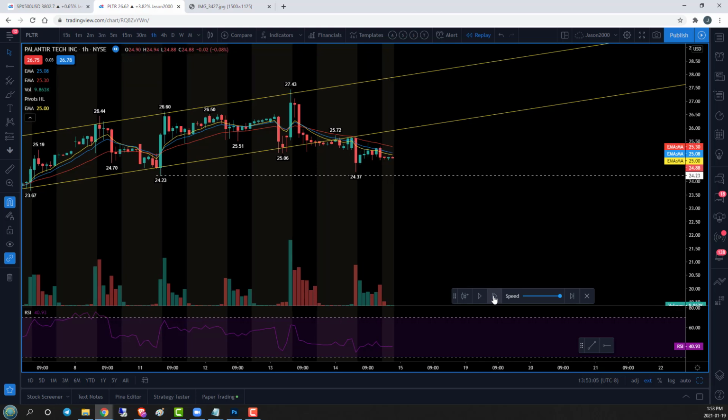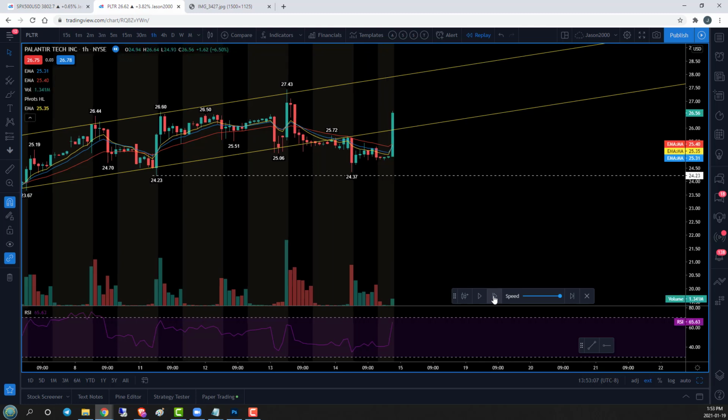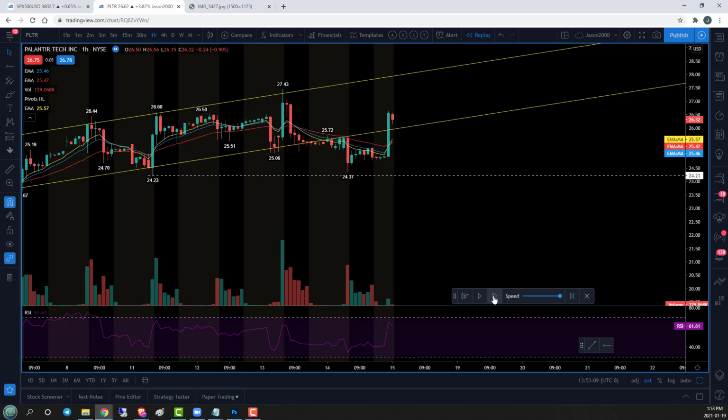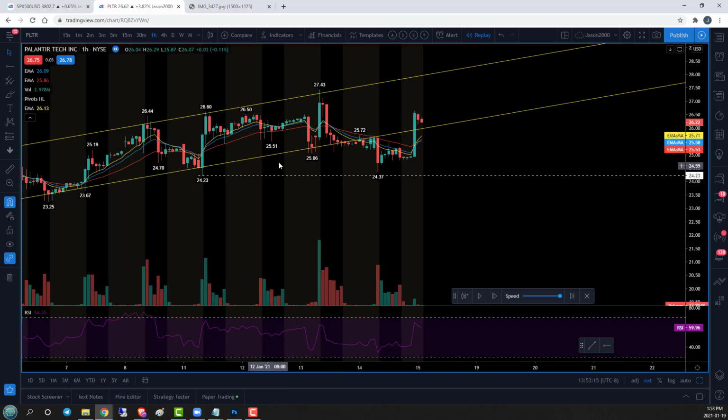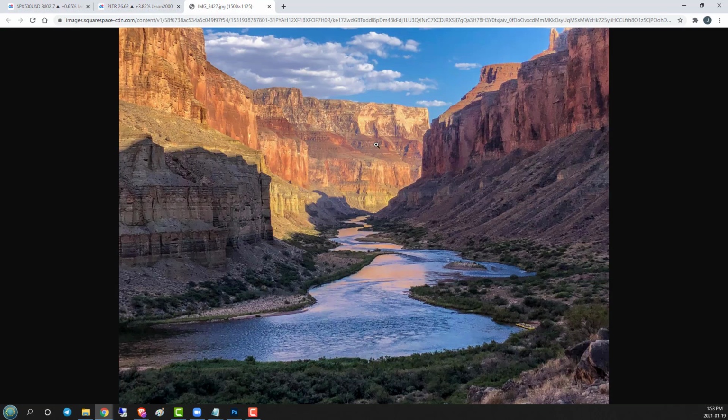So let's zoom forward and see what happens. There's that news. There's the higher price. Bulls have re-entered this pattern now, and they're closing back up inside. Now that's great for the bulls. Suddenly we're back into the river where we're comfortable.